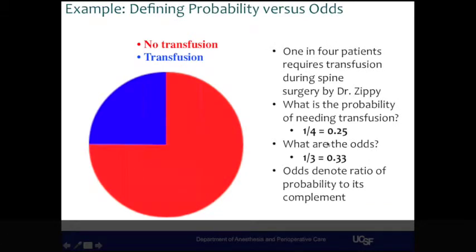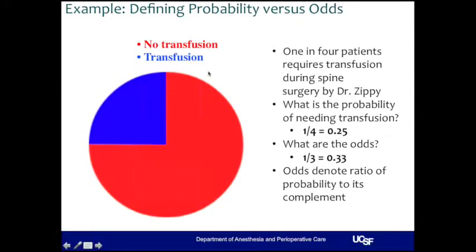So here's an example that makes it a little bit easier to understand. Suppose you have a surgeon, we'll call him Dr. Zippy, and he operates on people's spines. And you did a descriptive study and found out that 1 in 4 of his patients require a transfusion during spine surgery. So what's the probability of needing a transfusion if 1 in 4 patients requires a transfusion? It's going to be 1 in 4. 1 transfusion in every 4 cases. So that's going to be 0.25.